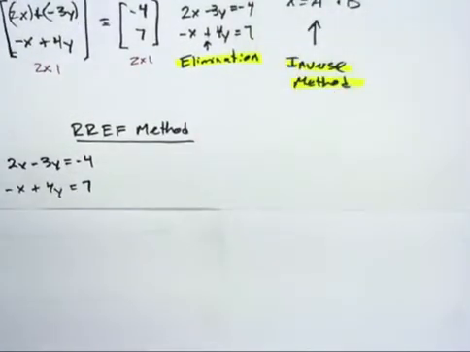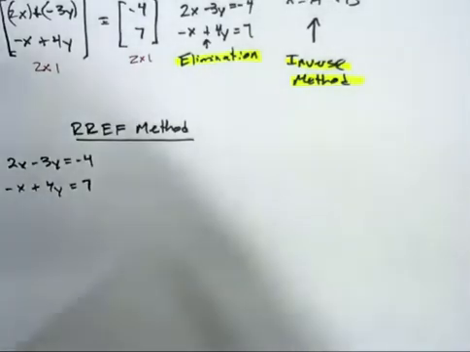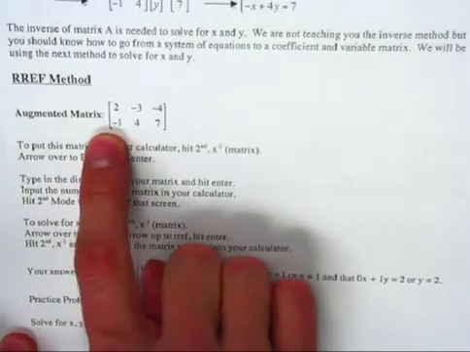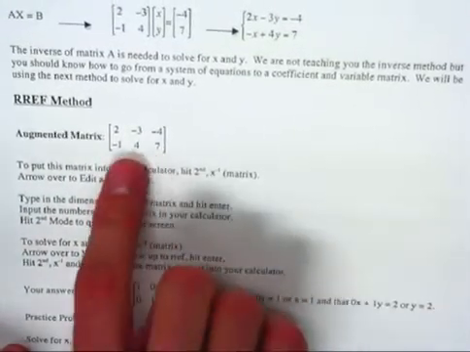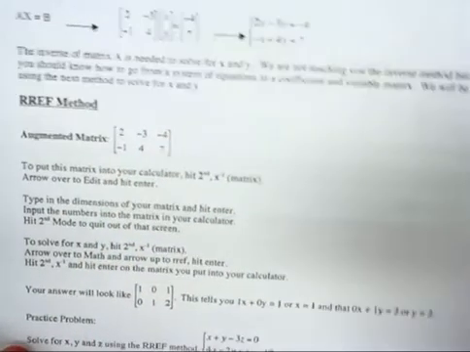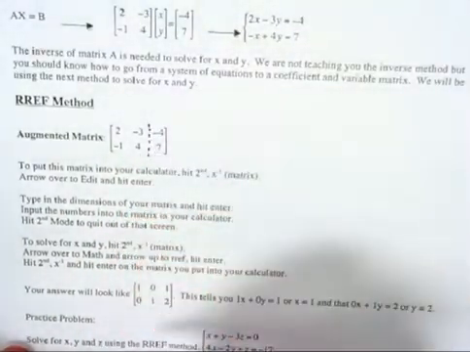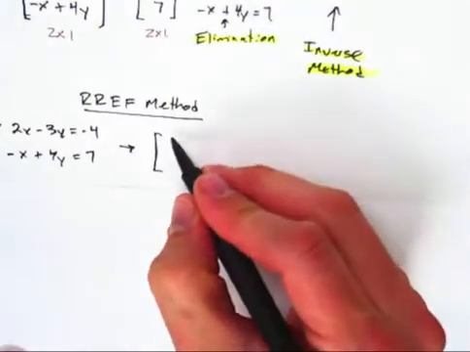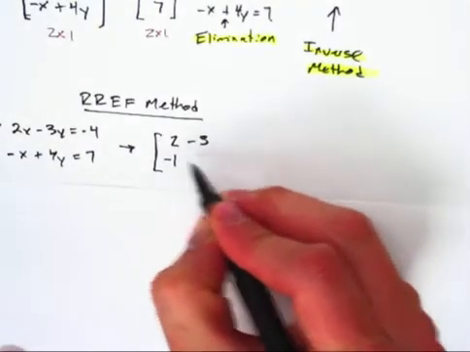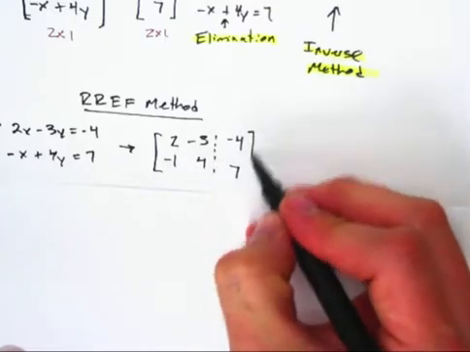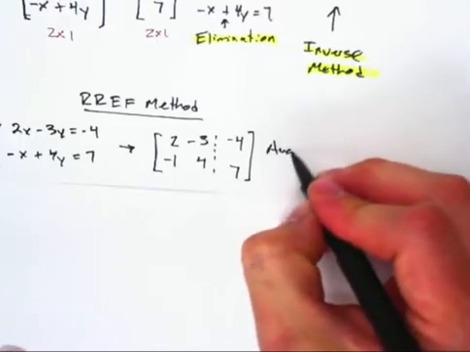So with that Rref method, as the notes state here, we're going to create what's called an augmented matrix. So we're going to augment our coefficient matrix, which is still that 2, negative 3, negative 1, 4, with another column. I like to put a little vertical dotted line in there, negative 4, 7. So your original system is going to turn into an augmented matrix. You have your coefficients, 2, negative 3, negative 1, 4. It's going to be augmented with negative 4, 7. So this is your augmented matrix.